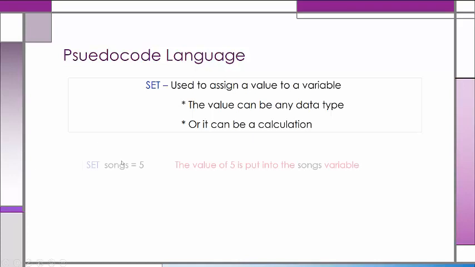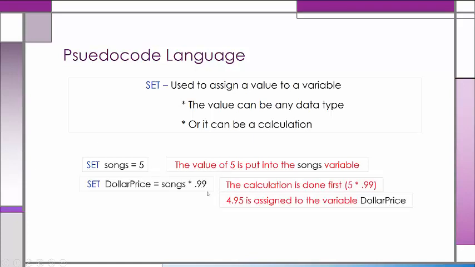Okay, it's kind of similar to the example we saw above where we said input songs, that we're getting information from our user and putting it into the songs variable. Here we're simply saying I'm going to set that to something. And in this case, we set it to a 5. We've decided ahead of time that it's going to be a 5 and that's what it's going to be.